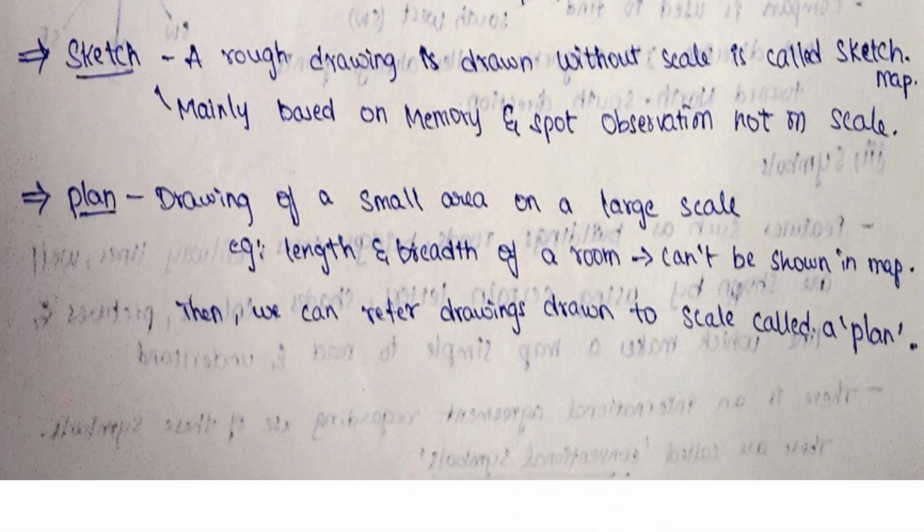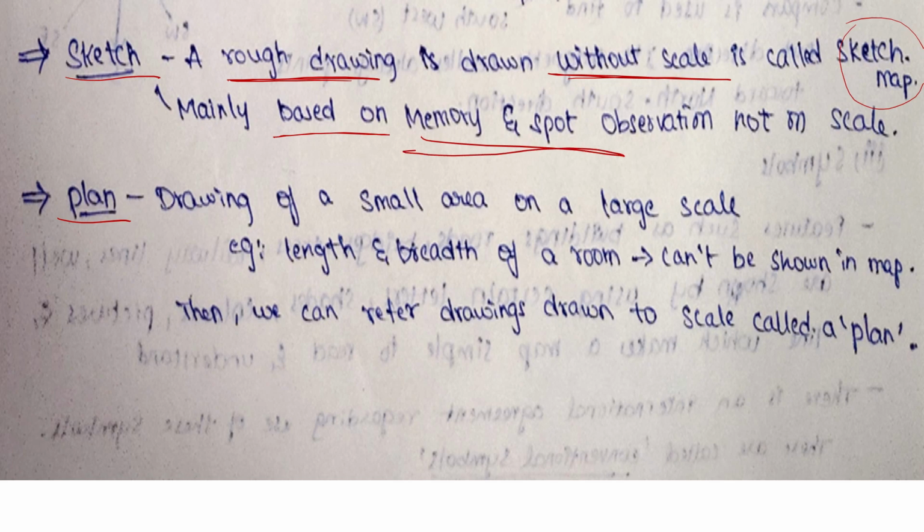And there are two more things to understand, which are sketch and plan. A sketch is nothing but a rough drawing drawn without scale, called a sketch map. Means there is no measurement drawn on the map. It's just drawn like a sketch, mainly drawn roughly. And these sketches are mainly based on memory and spot observation, not on scale. Means there will be no unit measurement such as 1 centimeter is equal to 10 meters. There are no such unit measurements in the sketch.